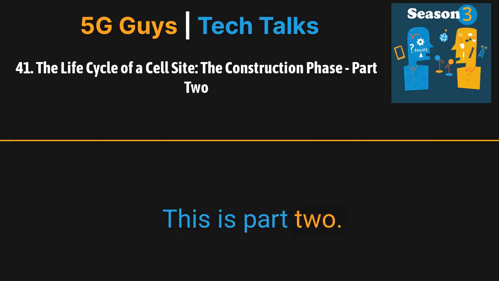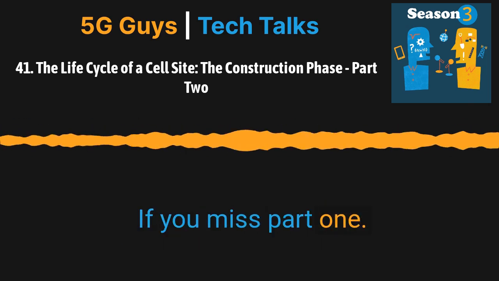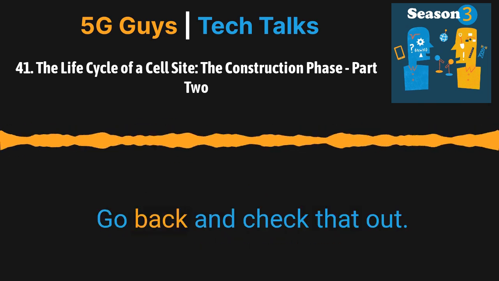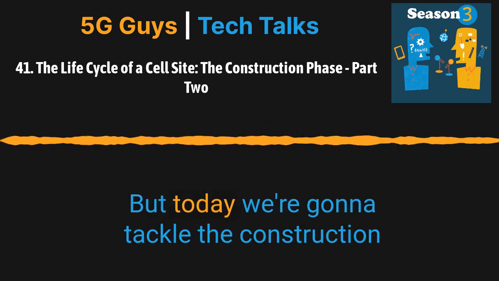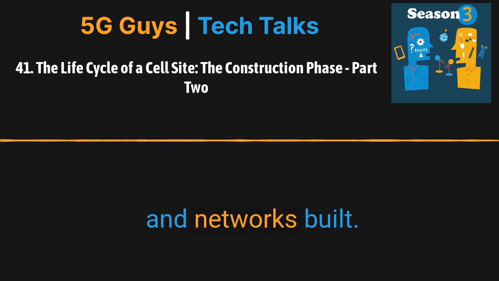This is part two of our series called The Life Cycle of a Cell Site. If you missed part one, we covered the design phase of how cellular networks are implemented. Go back and check that out. Or not, you can always do it out of order. But today, we're going to tackle the construction phase of actually getting these cell sites and networks built.